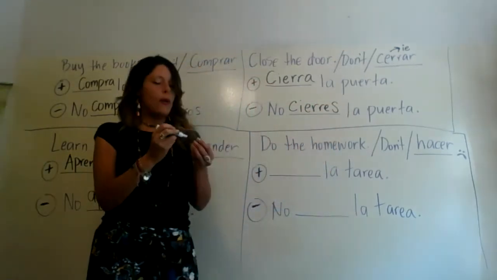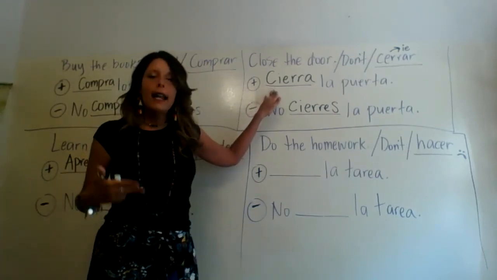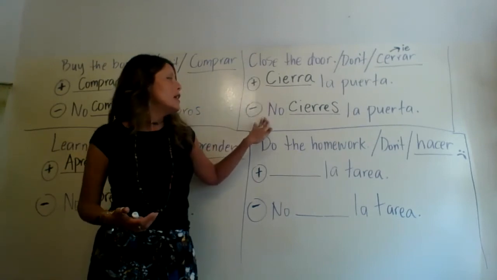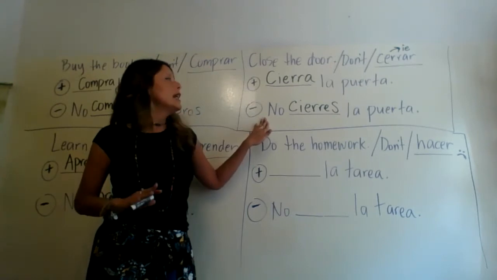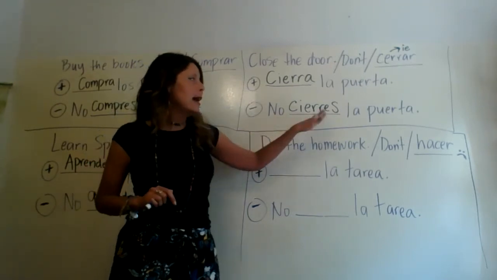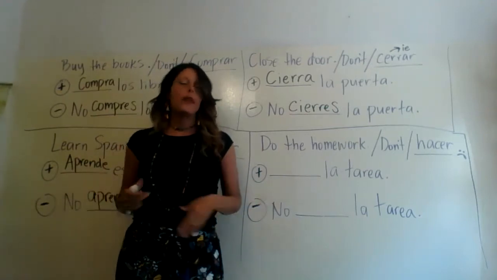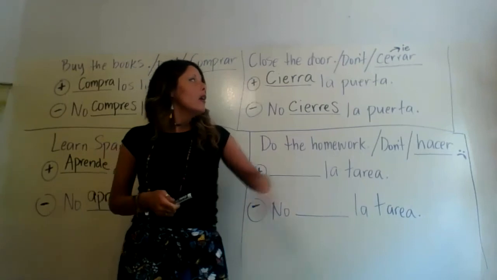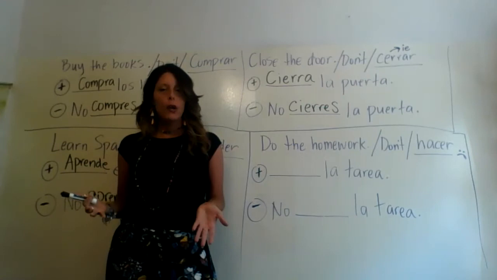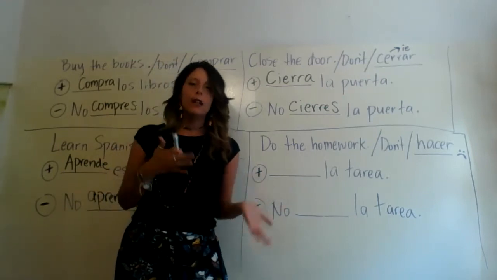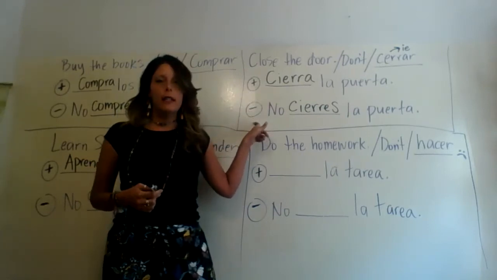So if I wanted to say to you, close the door, I will say, cierra la puerta. If I wanted to say to you as an informal tú command, don't close the door, I would say to you, no cierres la puerta. Cierra la puerta, no cierres la puerta. And that is an example of an E to IE stem change verb as an informal tú command, both the affirmative and the negative commands.